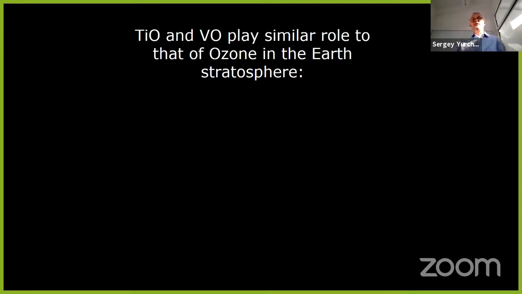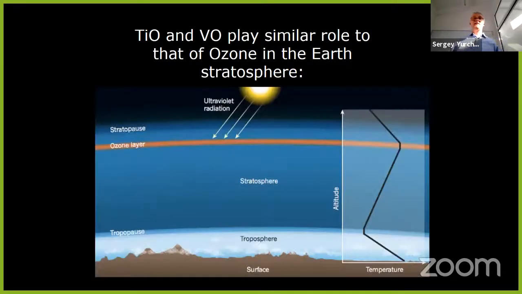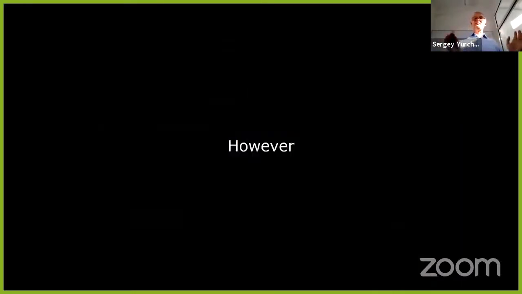And the explanation of this is that TiO and VO play a similar role to that of ozone in the Earth's atmosphere. They absorb the radiation and heat the upper layers of the atmosphere. From that atmospheric temperature inversion, you can then tell something more interesting about the physics of the atmosphere of the particular exoplanet. However, that's all I talked about regarding completeness, how we contribute to the completeness of this problem in general, and at low resolution as well.